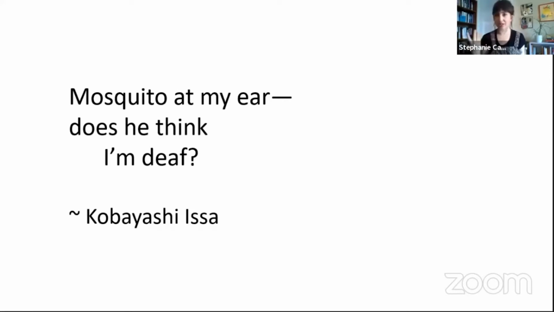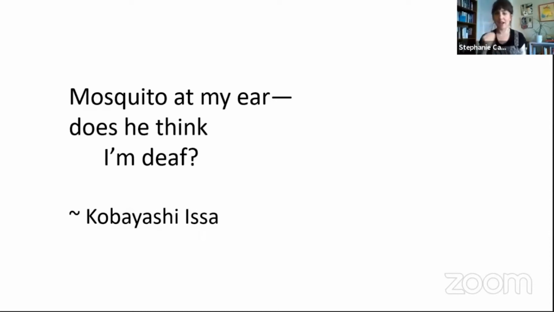And again, we have this idea, I think, that haiku are about nature, beautiful kinds of images. But in fact, this is a very classic old haiku by a Japanese haiku master. And it's funny, right? It's like a little joke. Mosquito at my ear. Does he think I'm deaf? I love too that we personify the mosquito a little bit here.